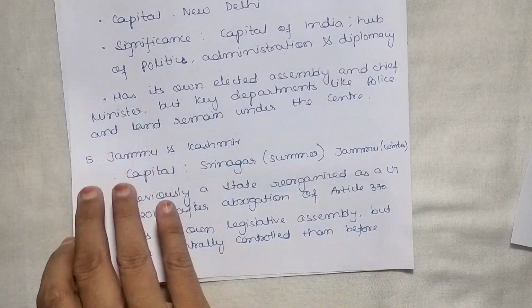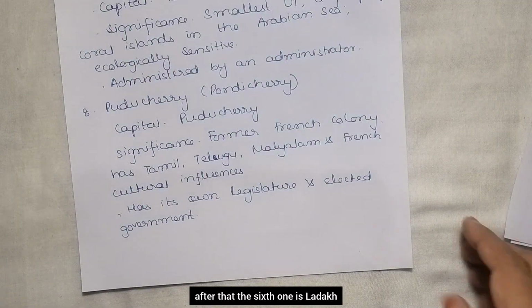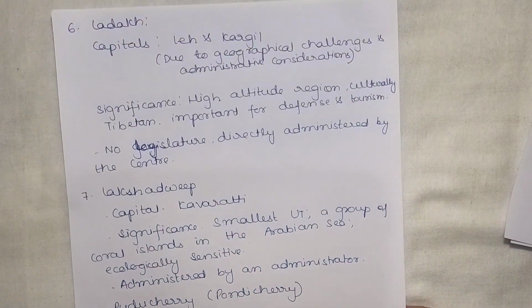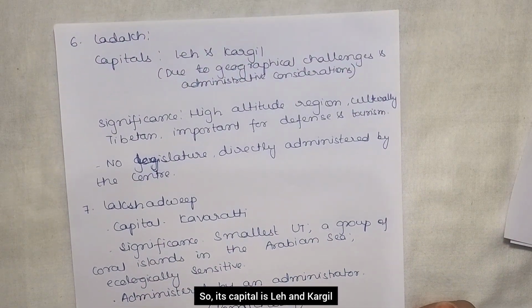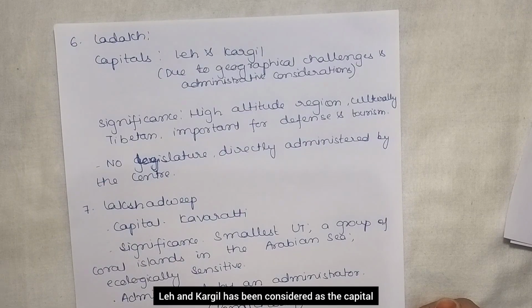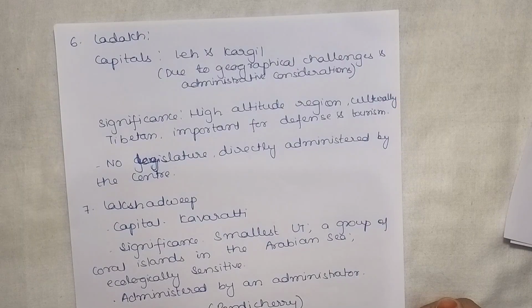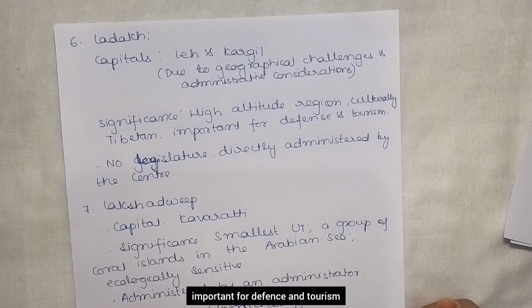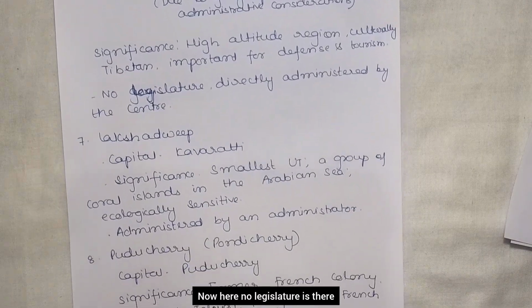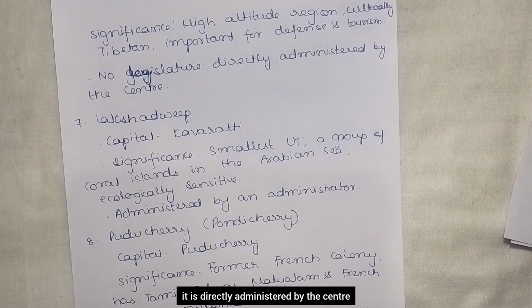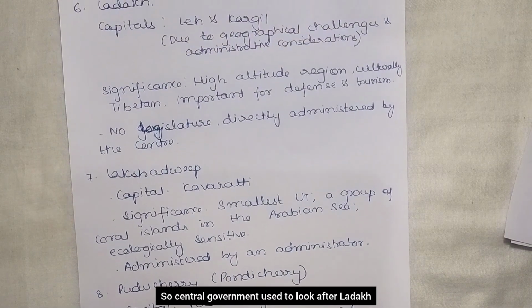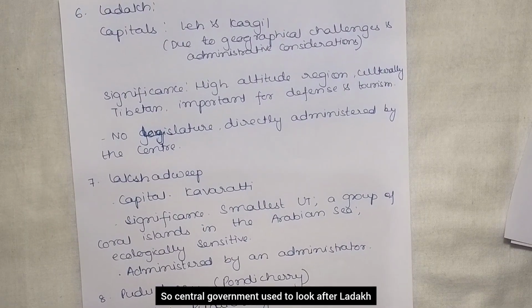Now, after that, the sixth one is Ladakh. Its capitals are Leh and Kargil. Due to geographical challenges and administrative considerations, Leh and Kargil are considered the capital. Its significance is that it is a high altitude region. Culturally, Tibetans are there, and it is important for defense and tourism. Here no legislature is there; it is directly administered by the center, right? So the central government looks after Ladakh.